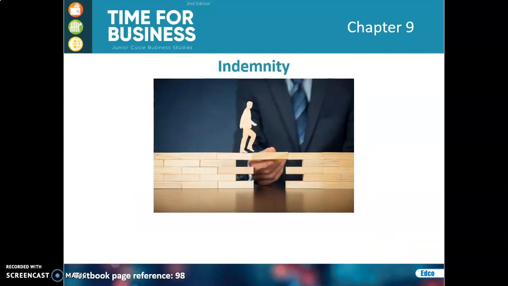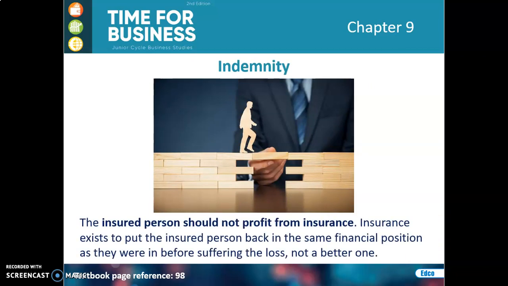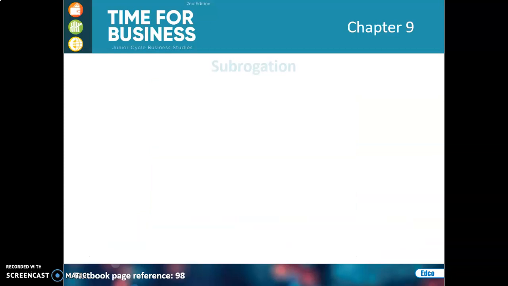The principle of indemnity. That means the insured person cannot make a profit out of insurance. Insurance exists to put the insured person back in the same financial position as they were before the loss, not a better one. So you cannot crash your car worth €10,000 and then get €20,000 back from insurance and be better off, twice as well off. And that cannot happen with indemnity.